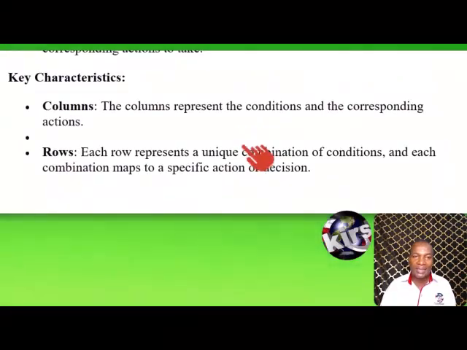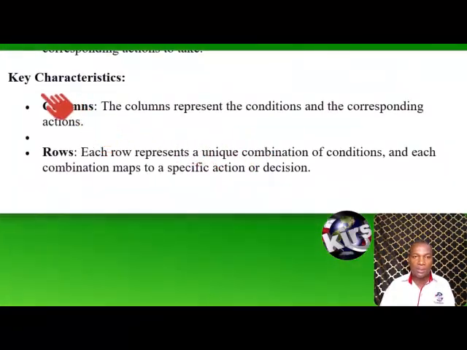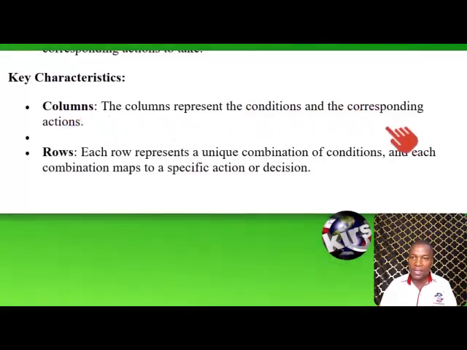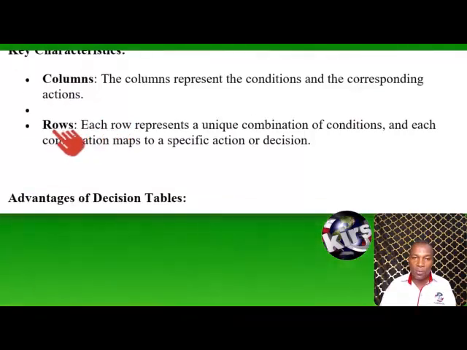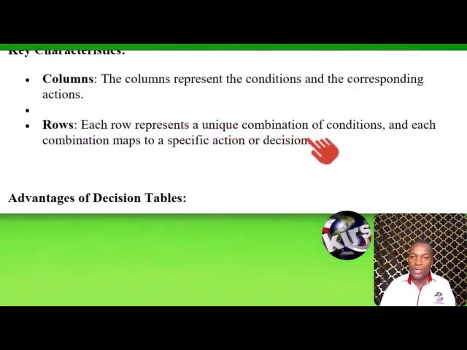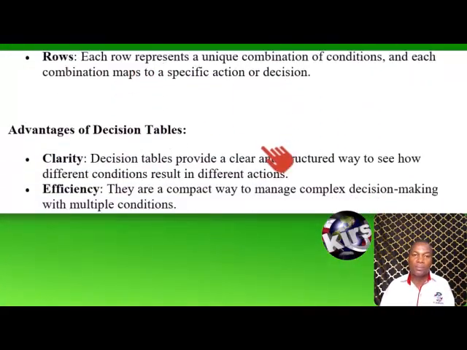What are the key characteristics of decision tables? The first one is that we have columns. The columns represent the conditions and the corresponding actions. Then we have the rows. Each row represents a unique combination of conditions, and each combination maps to a specific action or decision.